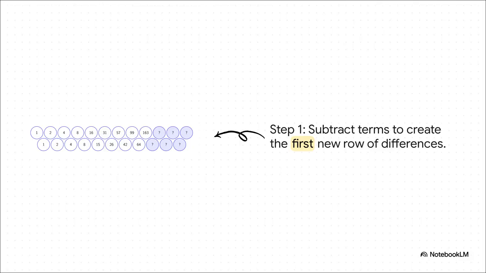Okay, here we go. First layer, we're just going to subtract each number from the one right after it. So 2 minus 1, that's 1. 4 minus 2, that's 2. 8 minus 4 is 4. And we just keep doing that all the way across. And just like that, we've got our second row.